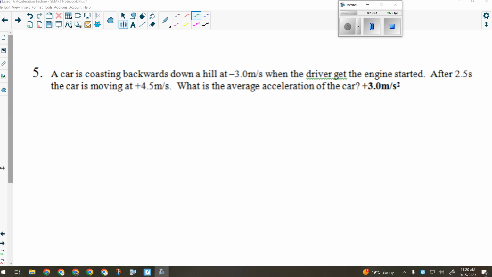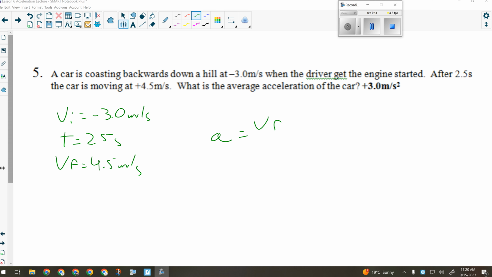All right, so a car is moving backwards down a hill at -3 meters per second. So v_i is -3.0 meters per second. The driver gets the engine started after 2.5 seconds, and the car is moving up the hill at 4.5 meters per second. What's the acceleration? Pretty straightforward. Don't even have to manipulate for that one. Just plugging in our numbers: 4.5 minus -3, over 2.5 seconds, gives us +3 meters per second squared.